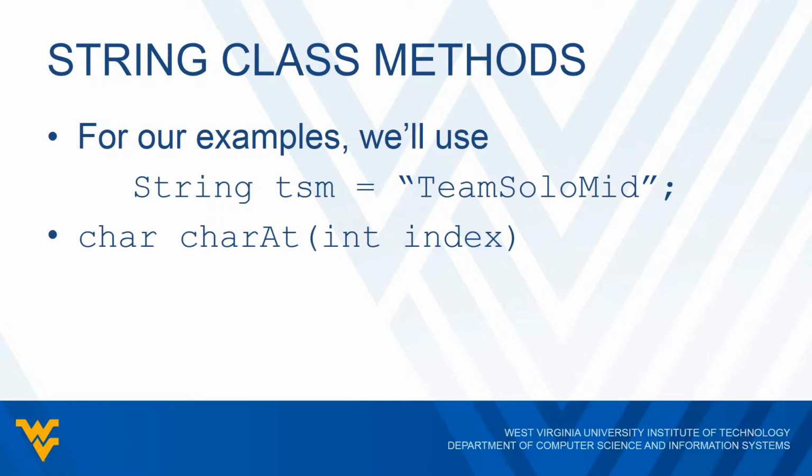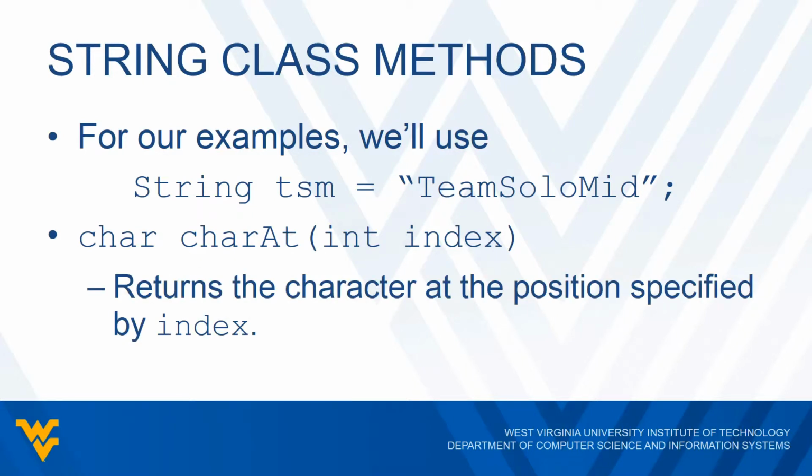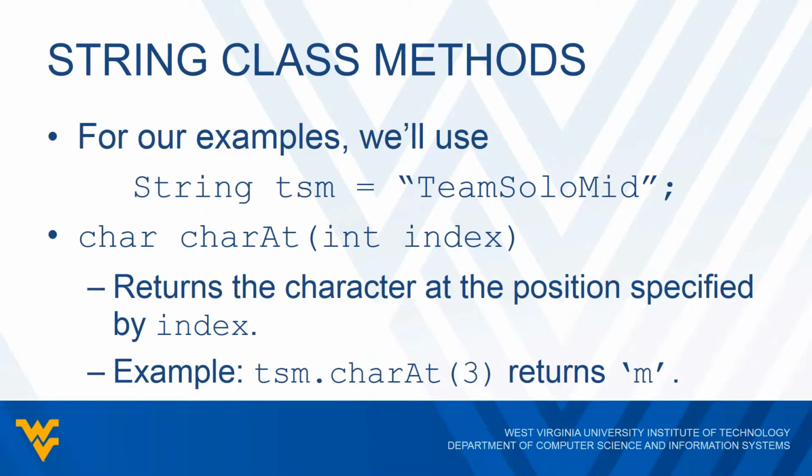So the first one we're going to take a look at is called the charAt method. And we've already talked a little bit about this when inputting characters. We take a single parameter, which is our index, and then we return a character. So what this method does is we simply return the character at the position specified by our index. Let me give you an example. Let's say I have tsm.charAt(3). This means get me the character at index 3. So if we look at our string here, we have 0, 1, 2, 3 would be the letter M. This is at position 3, because remember with strings, 0 is the first position. So our charAt method would return the character M.